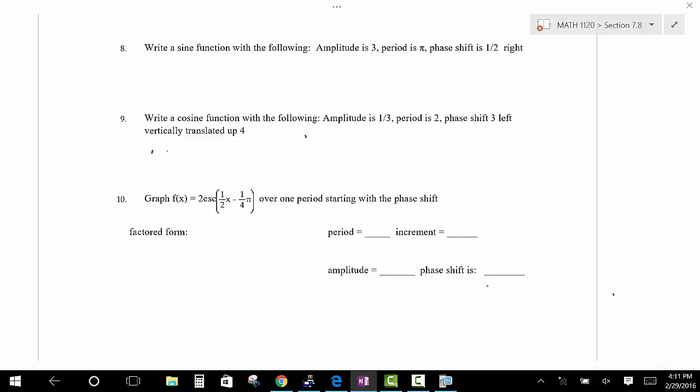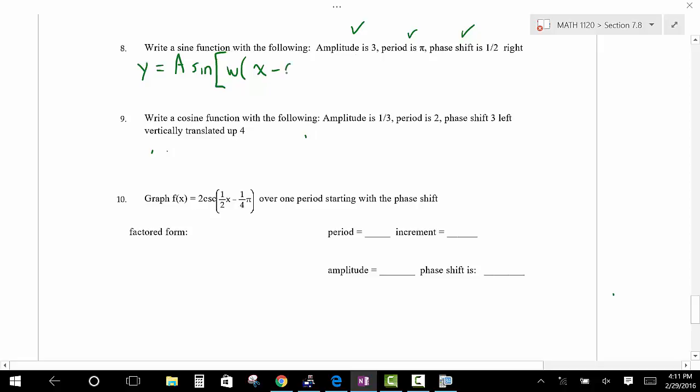So the other thing that we want to do on this is, if I give you pieces of information like this, I'm giving you an amplitude, I'm giving you the period, and a phase shift, you want to be able to write the function out of that, okay? First thing to probably do on this is let's go ahead and write down the general form. The general form is y equals A, and we're going to do a sine function, so it's going to be sine omega x minus c.